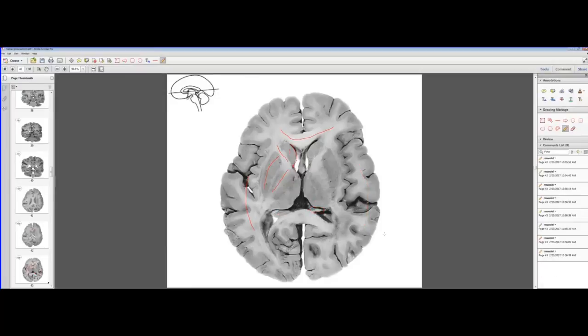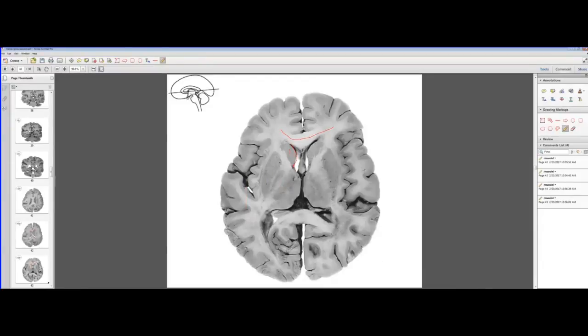And in this section, we can't see the medial or the lateral geniculate. I don't see it. It would be approximately right here.